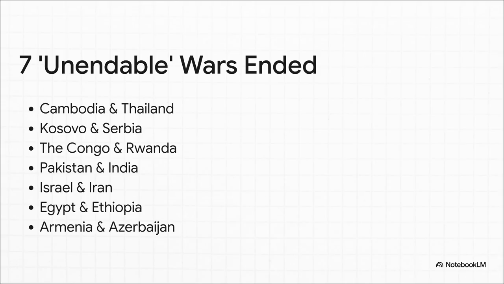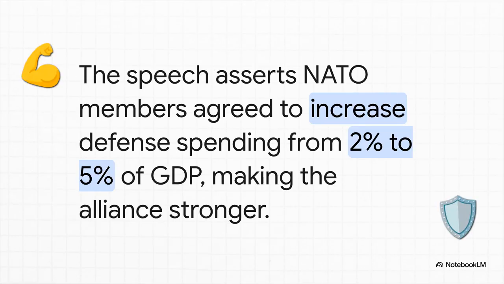By listing them out like this, the message is pretty clear. This isn't just normal diplomacy, it's an unprecedented achievement, something nobody thought was possible. Beyond just ending wars, the narrative is also about strengthening alliances on new terms. A key point here is the claim that NATO allies were successfully pushed to more than double their defense spending, going from 2% all the way up to 5% of their GDP. This, the speaker argues, makes the alliance far stronger.